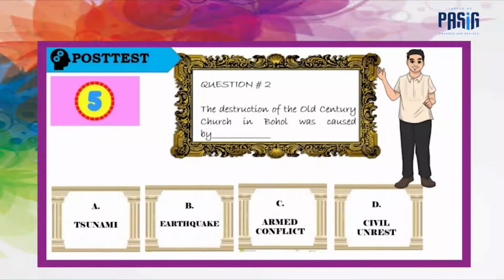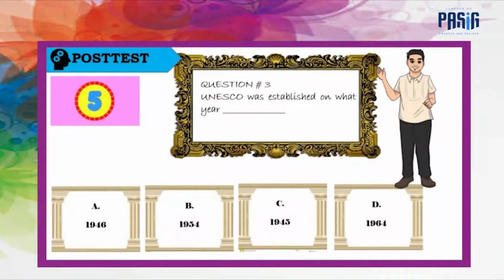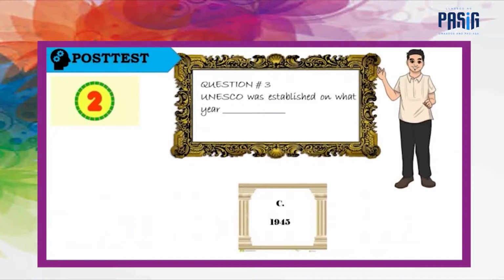Question number 2. The destruction of the old century church in Bohol was caused by blank. A. Tsunami, B. Earthquake, C. Armed conflict, D. Civil unrest. The correct answer is B. Earthquake. Question number 3. UNESCO was established in what year? A. 1946, B. 1954, C. 1945, and letter D. 1964. The correct answer is 1945.